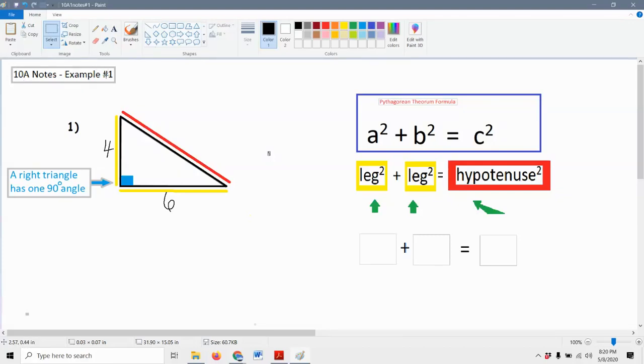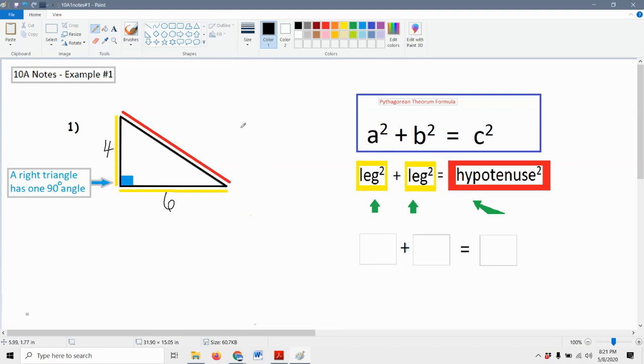This is example 1 from the 10A notes. And in 10A, what we're going to do is learn how to use the formula from the Pythagorean theorem. You guys have probably seen this before. It's a squared plus b squared equals c squared. If that's all you know, it may not make much sense, so it's important to remember a couple things.